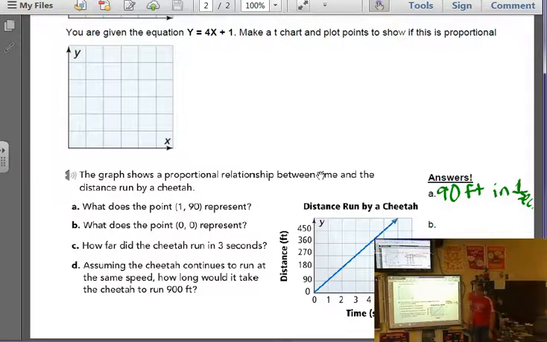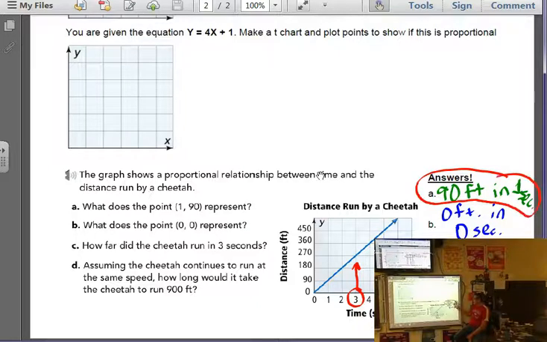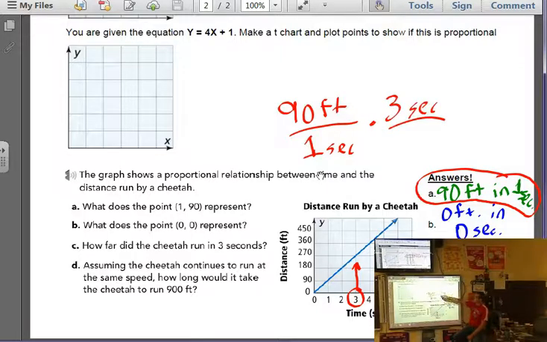Elena, what would the point 0, 0 represent in this situation? 0 feet. Yeah, 0 feet in 0 seconds. How far would the cheetah be able to run in 3 seconds, Anish? Anish, you sure? So if it's 90 feet for every second, we know the unit rate is 90 feet per second, and then I'm given 3 seconds, it is 270 feet.